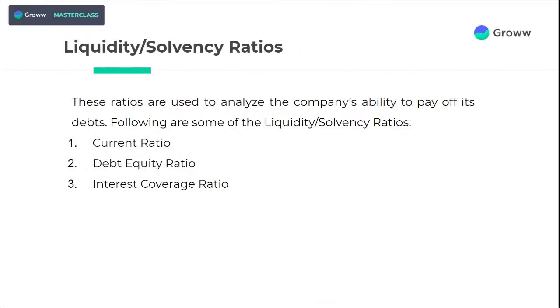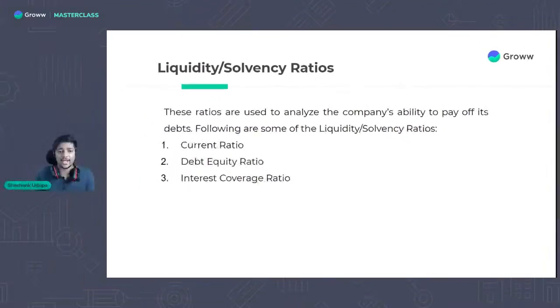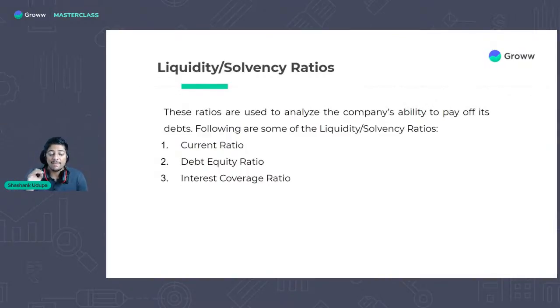Now, the first thing that you can see is called current ratio. Current ratio is a financial metric that makes us understand whether the company can pay off its loan immediately, right?